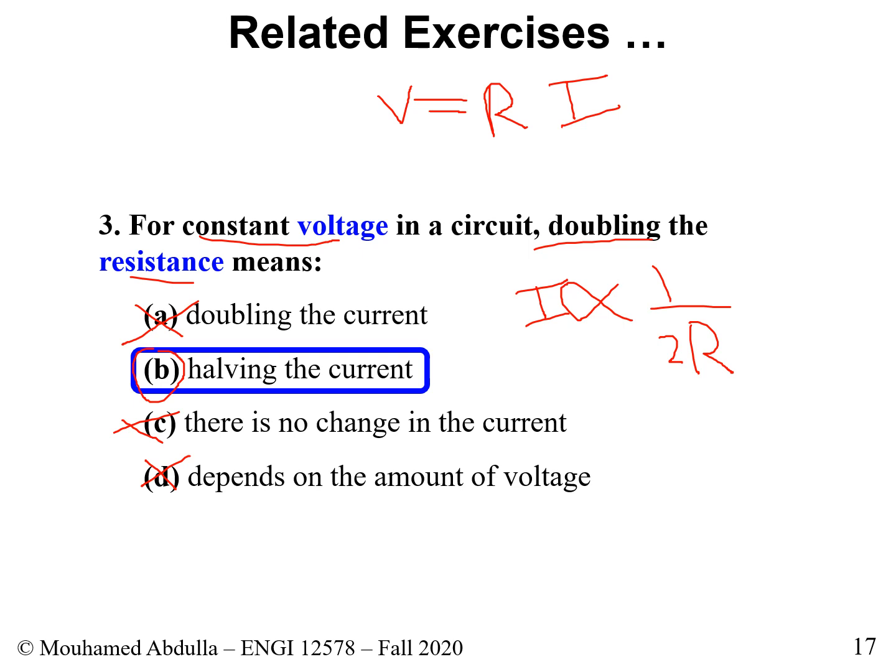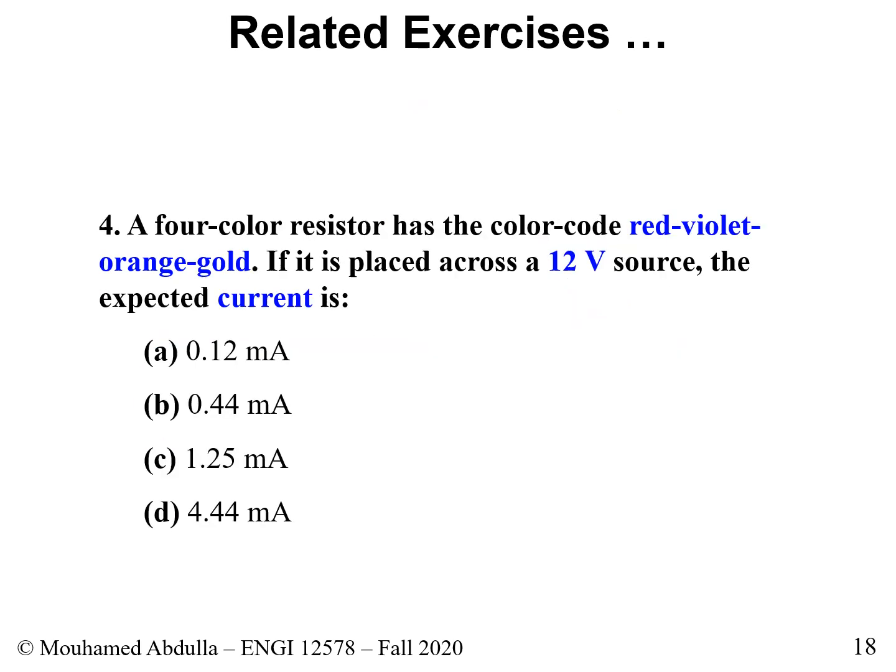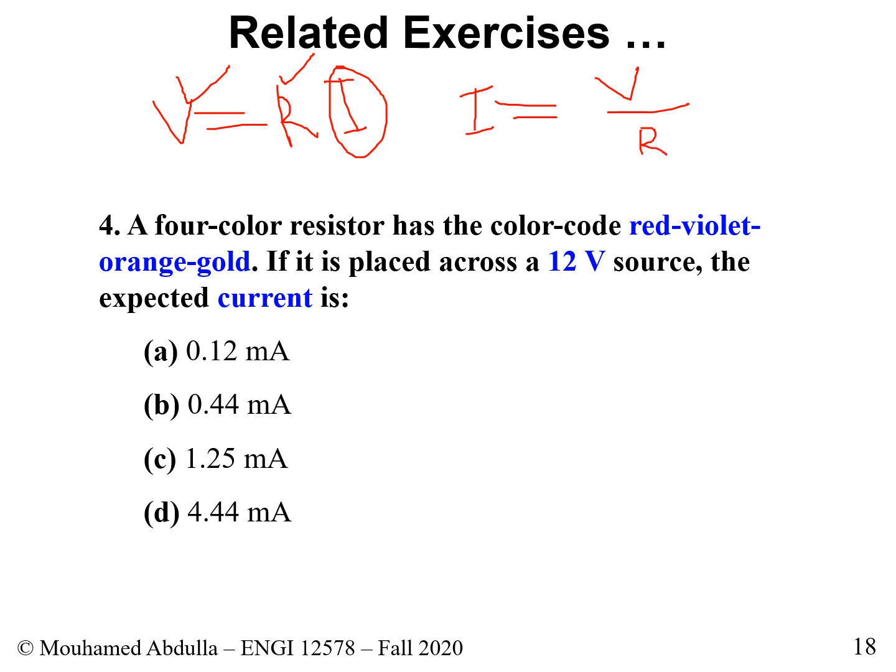Sorry. Okay, next question. Question 4. A 4-color resistor has the color red, violet, orange, gold. If it is placed across the 12-volt source, the expected current is what? So basically, we go back to Ohm's law. Ohm's law tells us V is equal to Ri. We have the resistance, we could get it through the color code. We also have the voltage, but we don't know the current. So current is in fact equal to voltage divided by the resistance. The voltage, we said it is 12 volts. Resistance, we need to find it.